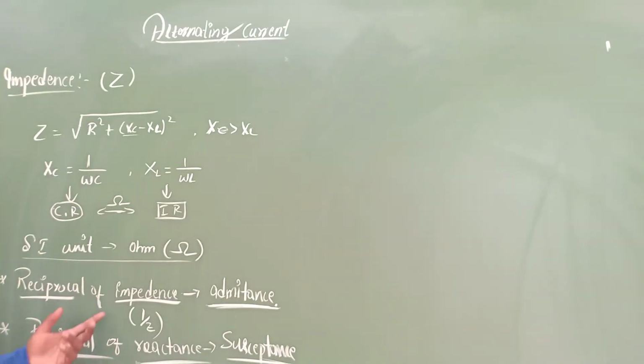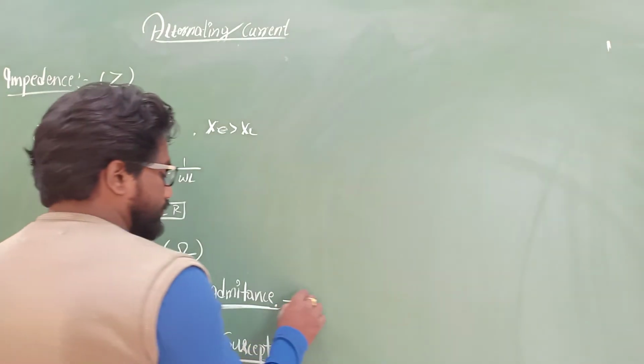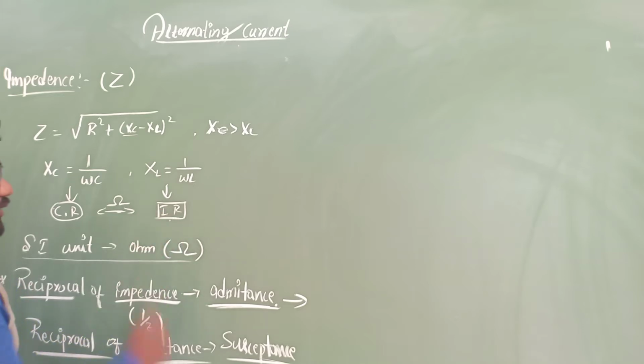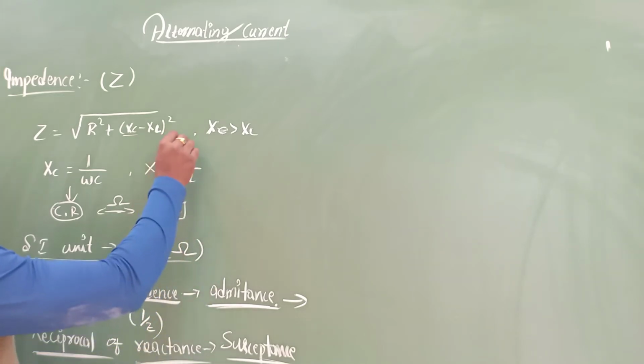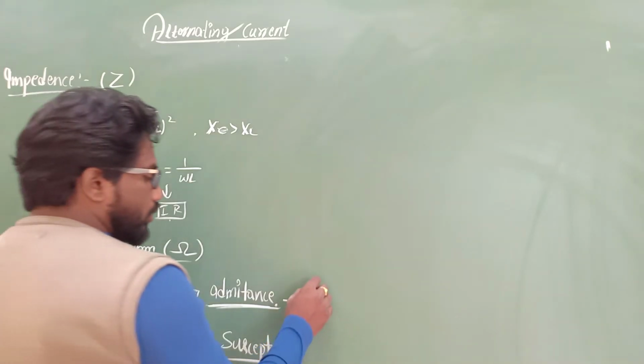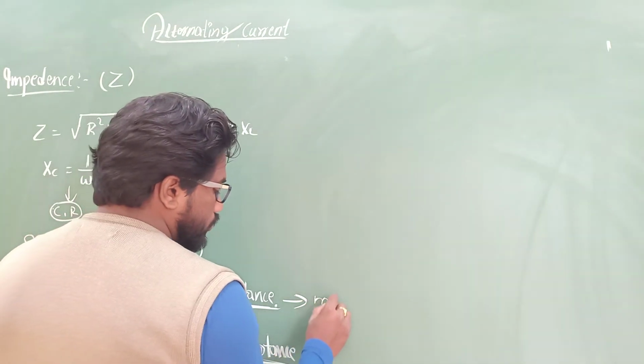Here you can take anything, either inductive reactance or capacitive reactance. Generally, the reciprocal of that is susceptance. So what is the SI unit of these two? The SI unit of reactance is ohm, and impedance is also ohm. Then what will be the reciprocal of this? We can take it as 1 by ohm, or we can call it mho.